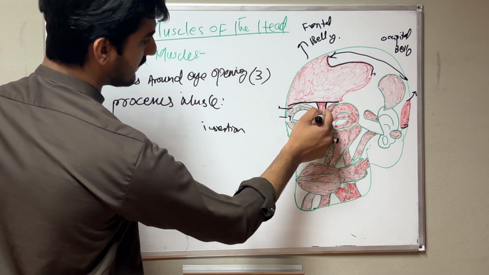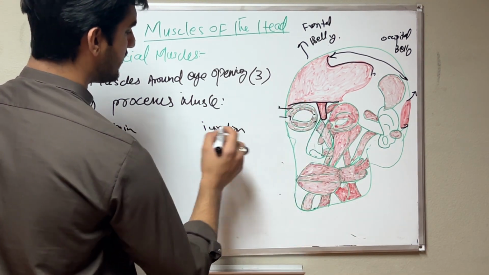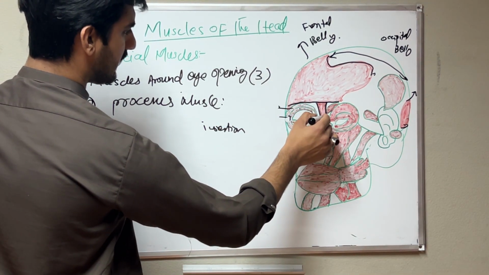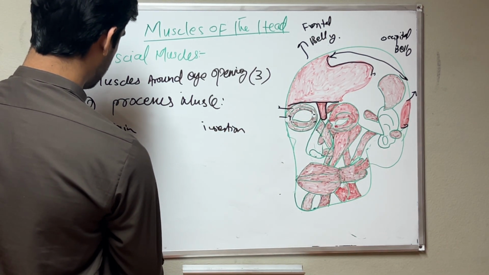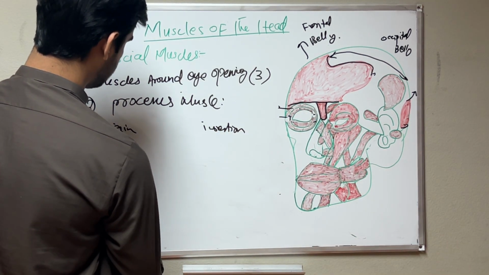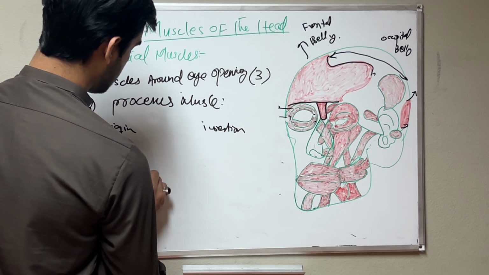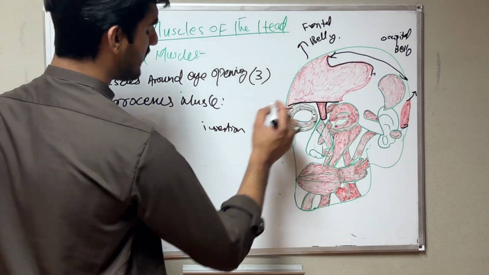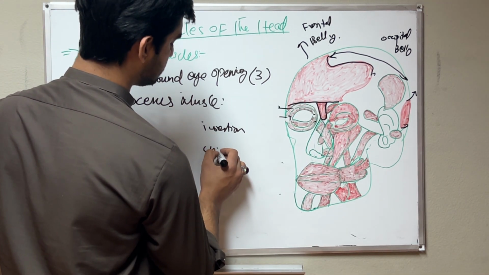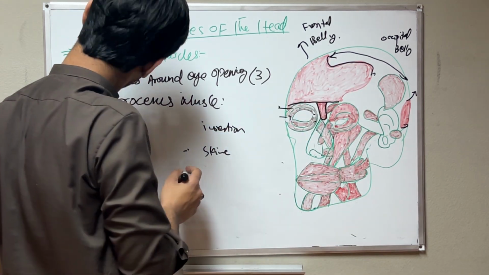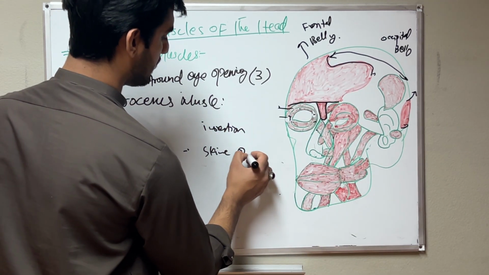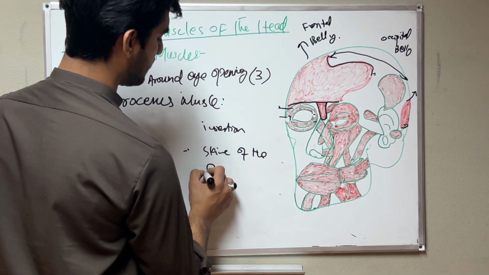Do you know where the bridge of the nose is? These muscles originate from where? The bridge of the nose. And inserted where? In the skin of the forehead, where the frontal belly of the occipitofrontalis muscle inserts. Okay, the skin of the forehead. Very simple muscle.